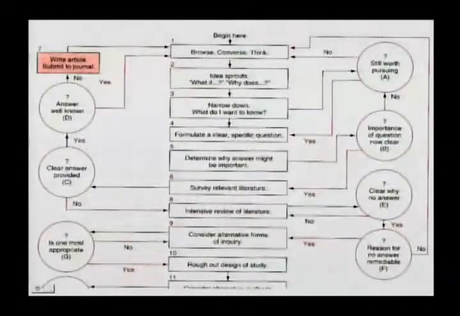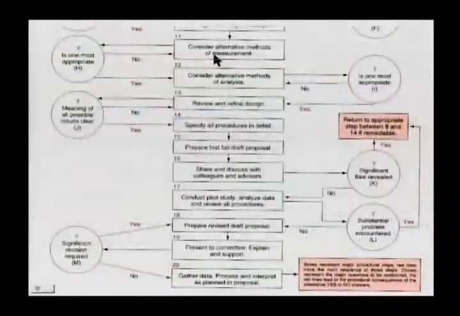So we are at number 10, roughing out the design of the study, and 11 is picked up on the next page. We consider alternative methods of measurement and shoot on out to ask this question. Is one most appropriate? No. We go back in and of course keep working on things until we get a yes response. We consider alternative methods of analysis, go out and ask a question, is one most appropriate? If no, we go back and keep working on it. If yes, you proceed to number 13.